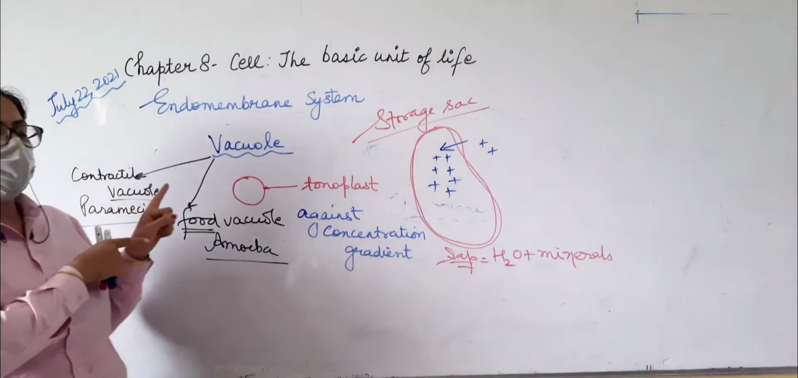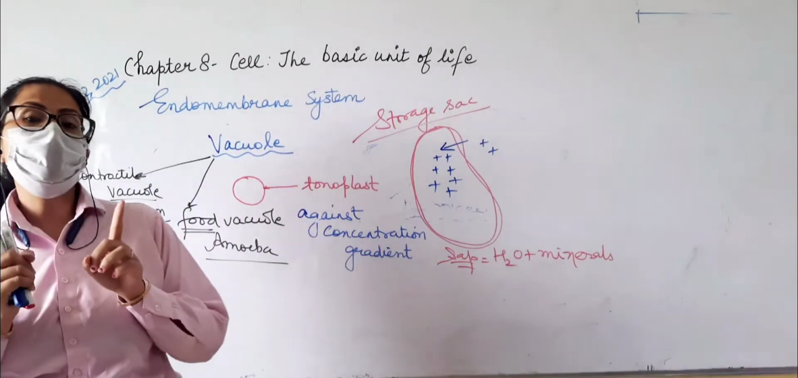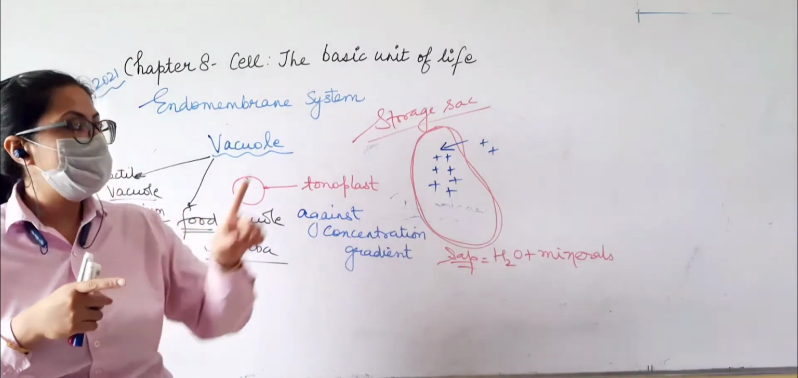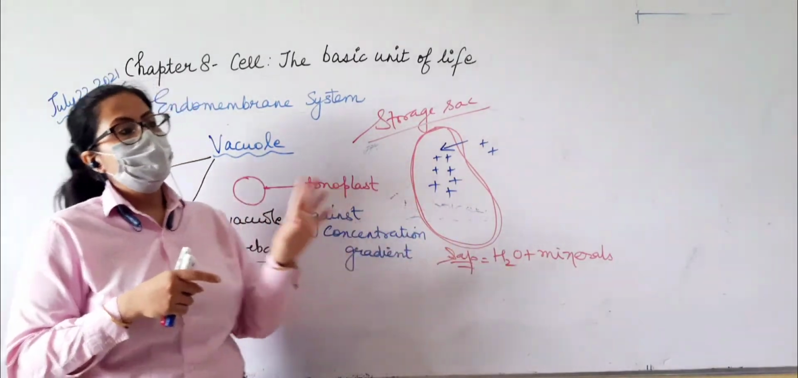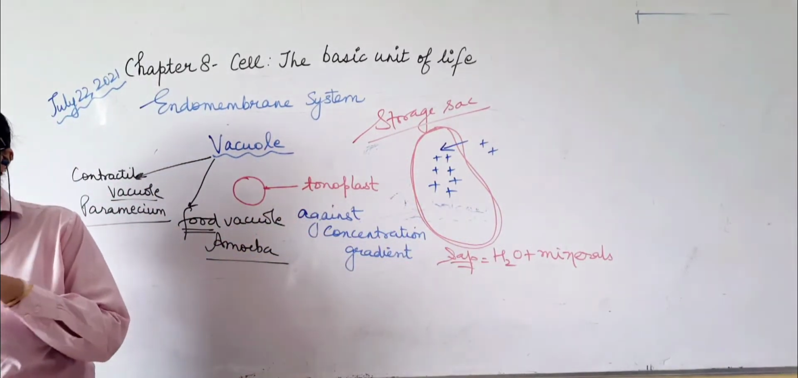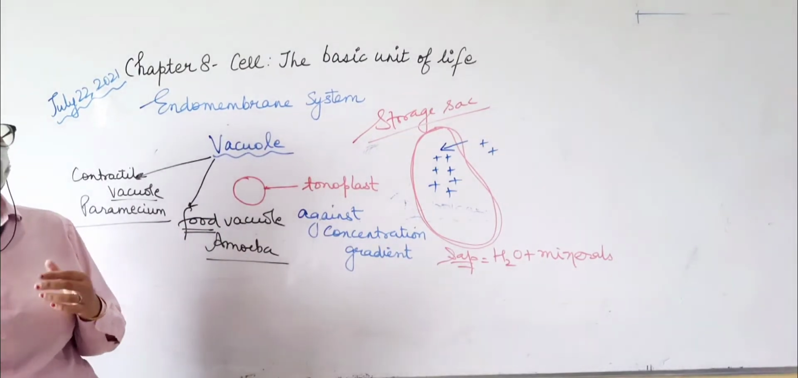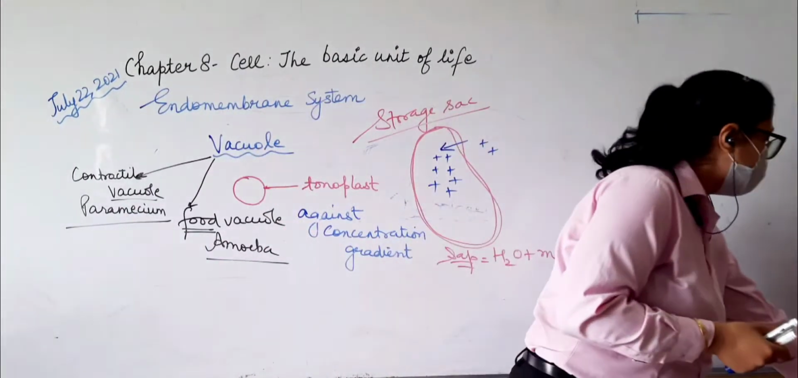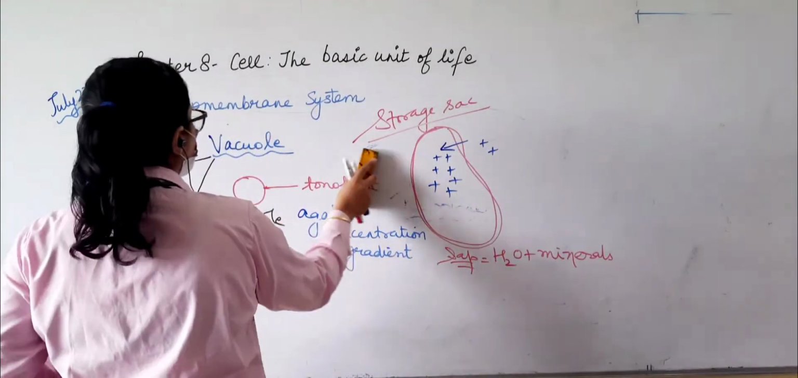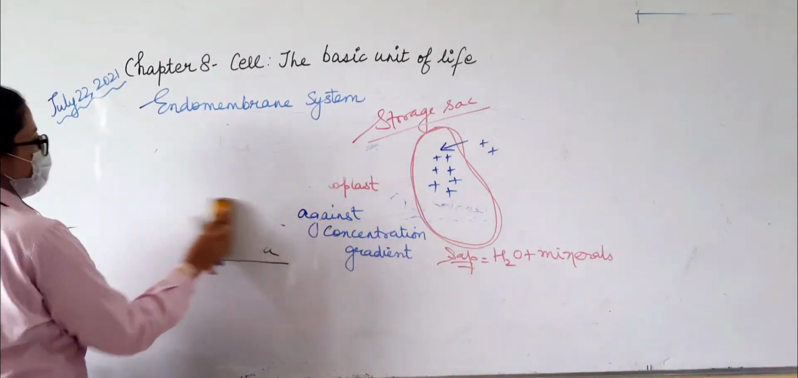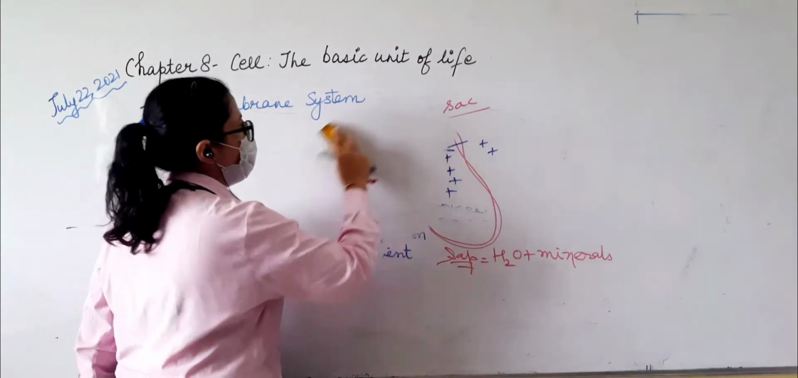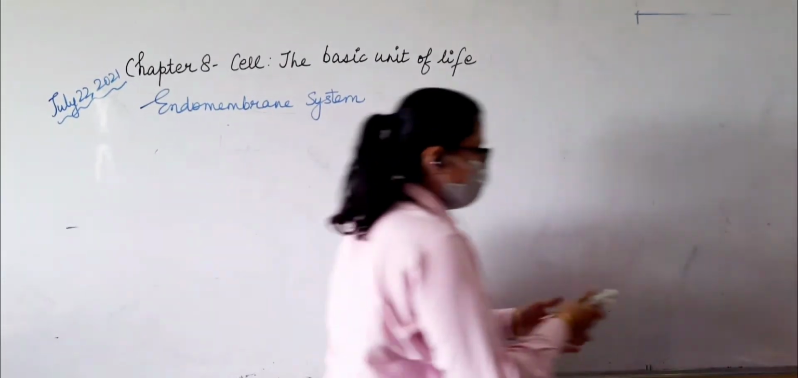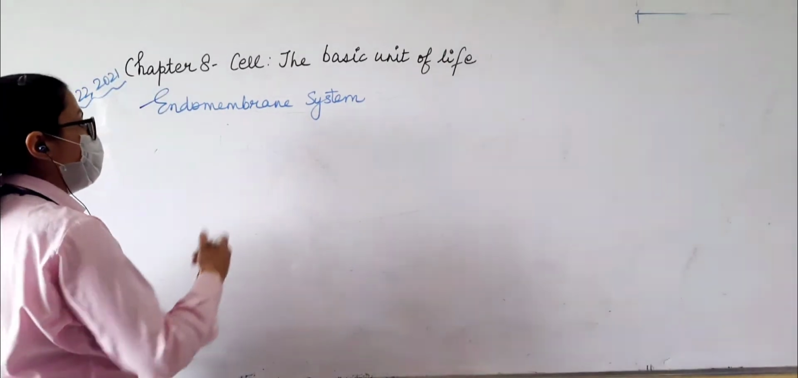Another last point over here is, what is the difference between the vacuole of plant cell and animal cell? Plant cell has a large central vacuole and animal cells have smaller vacuoles, and they are more in number. But here we have a single large one. Next, a very important part of the cell organelles, that is mitochondria. It is the powerhouse of the cell because it synthesizes ATP.